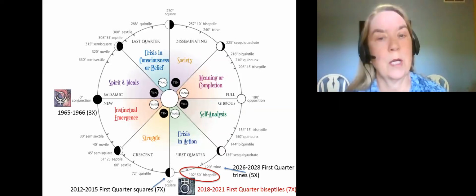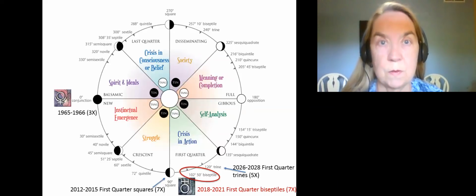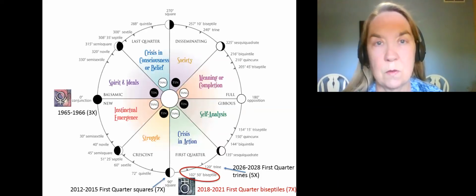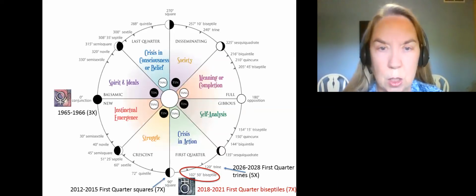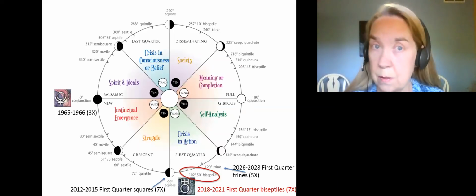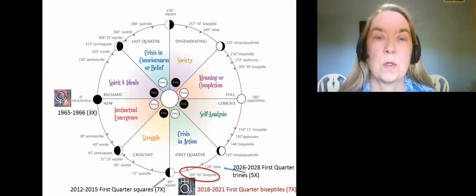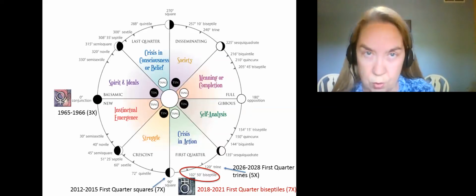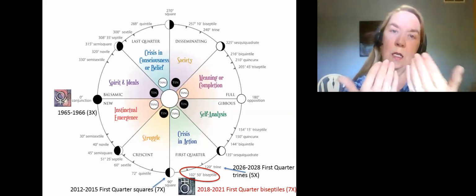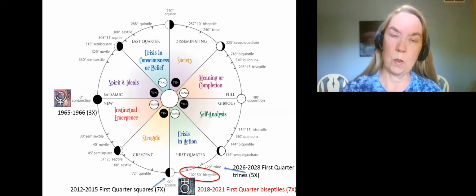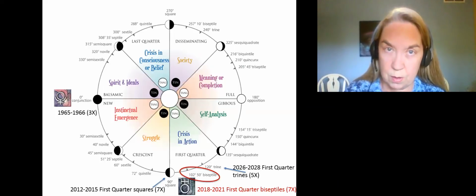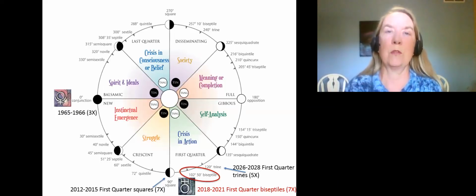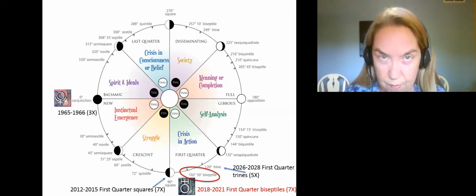Perhaps you heard or have been aware that from 2012 to 2015, they made 7 first quarter squares. Astrologers talked a lot about that because if you look at that inner wheel of that cycle of phases and aspects, you'll see that these phases go yang, yin, yang, yin. Yang, energy moving out from the center, yin, energy moving back to the center. So when we have those first quarter squares, we went into the first quarter phase. The phase is known as the crisis in action, and it created all this energy that wanted to come out and express itself.